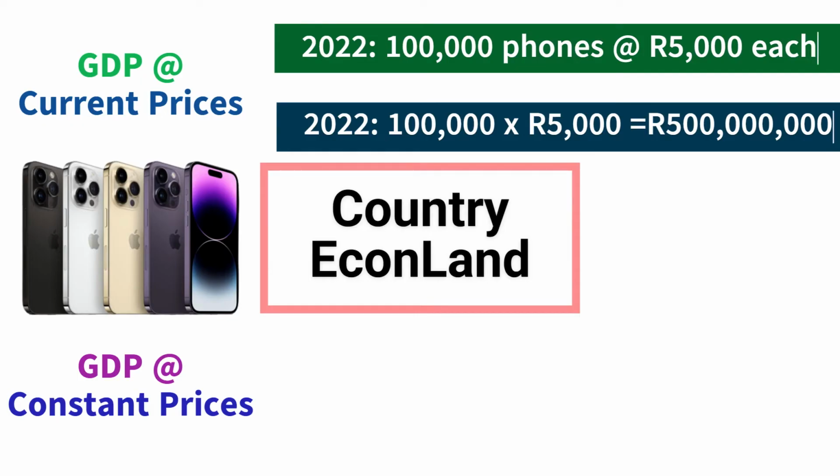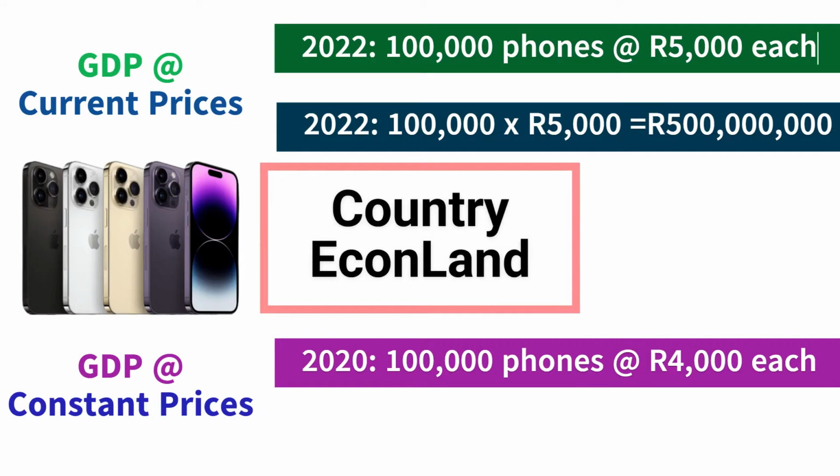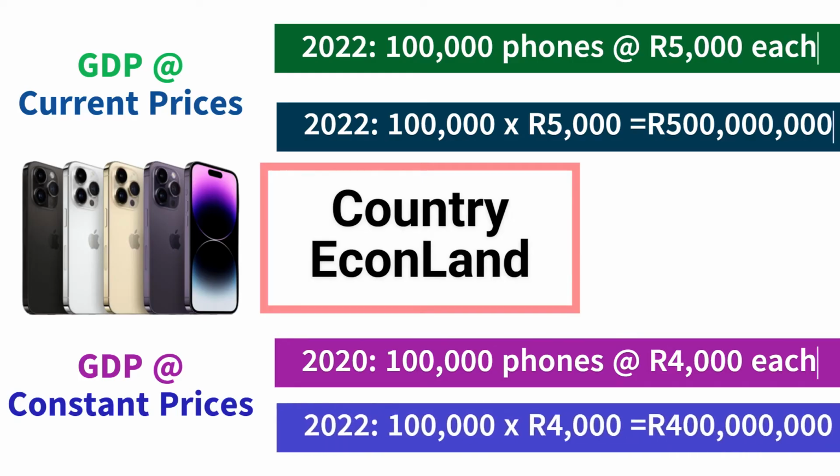To calculate GDP at constant prices, we use a base year, such as 2020, to set fixed prices for goods and services. In this scenario, the base year is 2020, and we know that each smartphone was sold for 4,000 rands in 2020. Now, in 2022, we use the 2020 prices to calculate the real GDP. GDP at constant prices, 2022, equals number of smartphones produced, 100,000, times price per smartphone in the base year, 4,000 rands, equals 400 million rands.